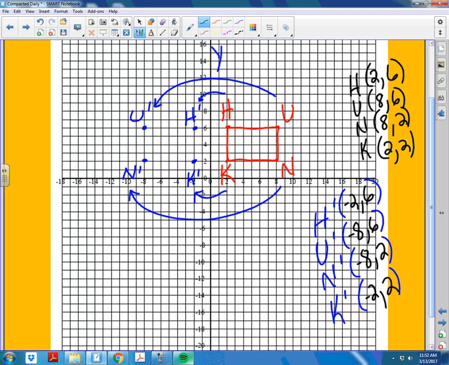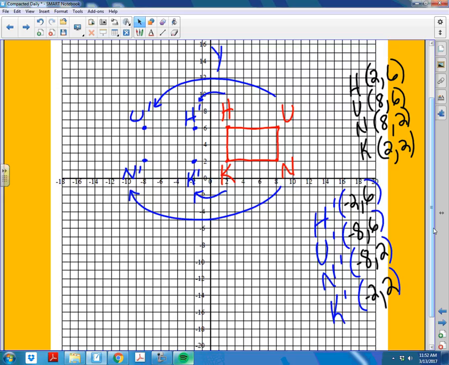So when you reflect across the y-axis, the x's go to their opposite. They don't go negative, because they might have started as negative, right? They just go to their opposites, which means when we reflect across the x, we're going to do what? Flip the y's. Yep, flip the y's to their additive inverse. And that's how you reflect, making sure that you label them properly.